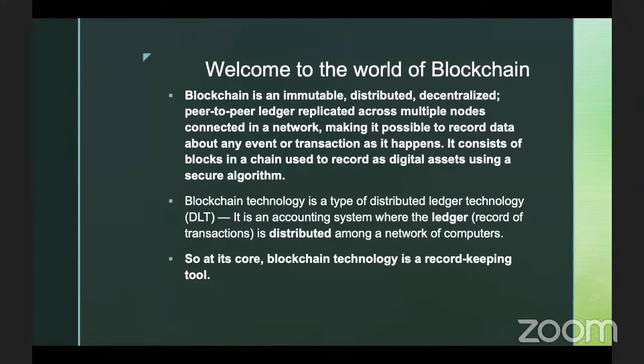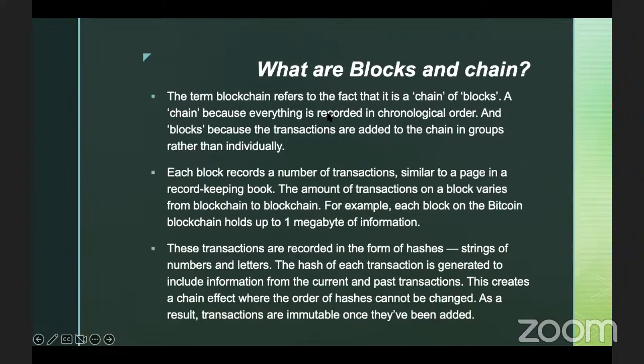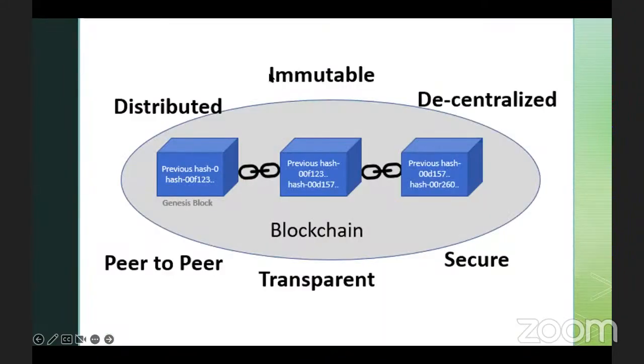The visual representation of blockchain, as you might have seen, consists of blocks in a chain used to record digital assets using a secure algorithm. We are using a cryptographic algorithm to make it secure. Let's see each term. Immutable. What do you mean by immutable? Immutable means non-changeable. Any transaction, once it happens, cannot be changed.